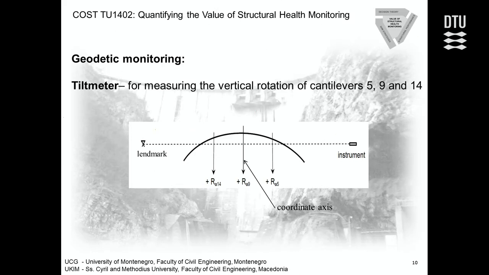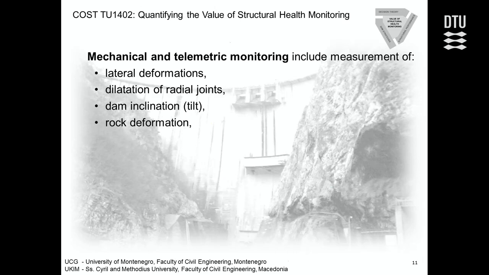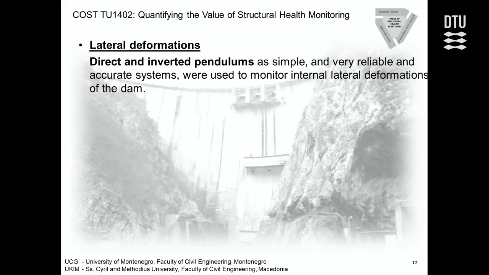Another geodetic monitoring that was done was the tiltmeter, for measuring the changes in the vertical rotation of the cantilevers. It was done specially for 3 cantilevers, 5, 9 and 14. Cantilever 9 is in the middle of the dam and is the most representative for the behavior of the whole dam. The mechanical and telemetric monitoring includes lateral deformations, dilatation of radial joints, dam inclination, the tilt, rock deformation, ground pressure, uplift on the base of the structure, pore pressure and concrete temperature.